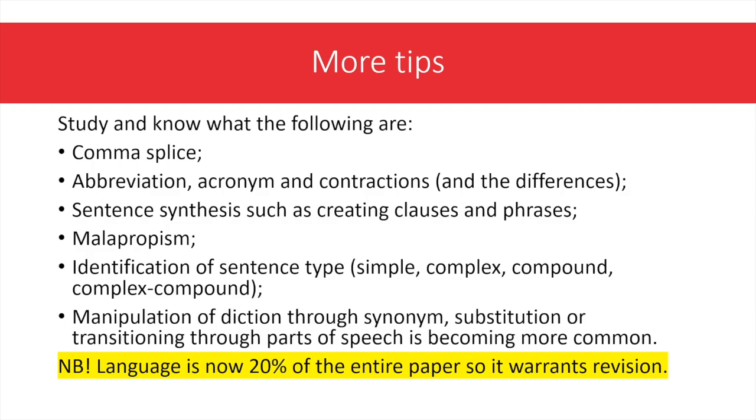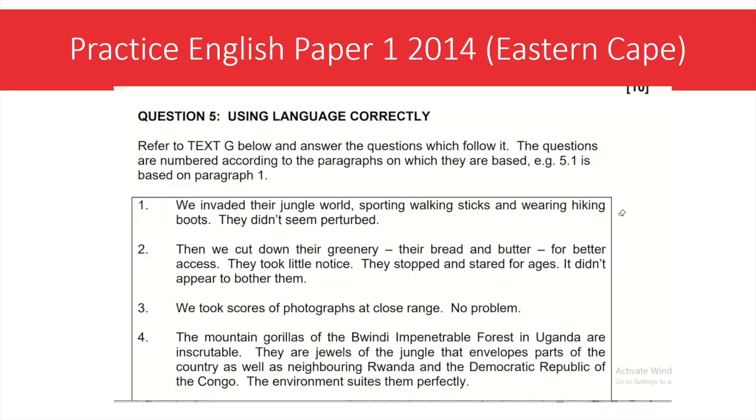Then the manipulation of diction, the use of words through synonyms, substitution, or transitioning through parts of speech is becoming more common in the grade 12 papers. So almost asking or giving a word and saying, this is the noun version of the word, I want you to give the adverb version of the word. Now remember, language is now 20% of the entire paper, so you must study and you must revise. Let's practice on the next slide.